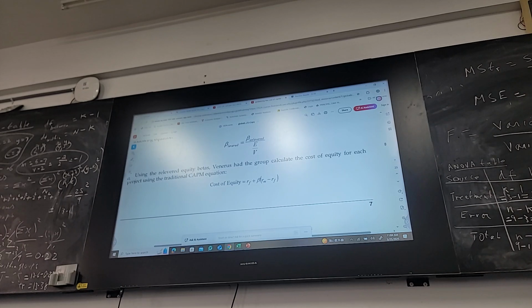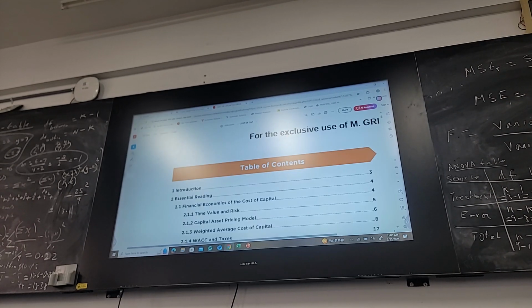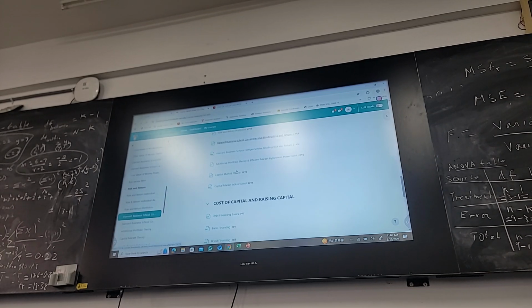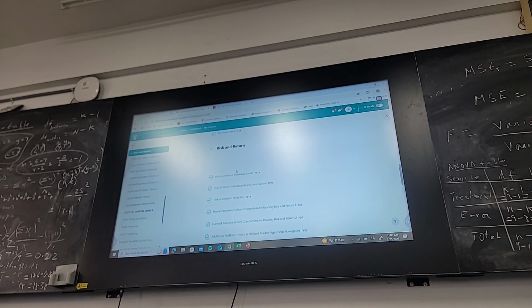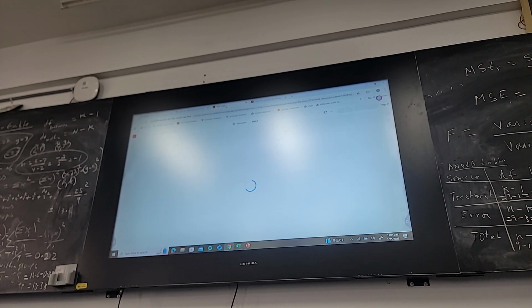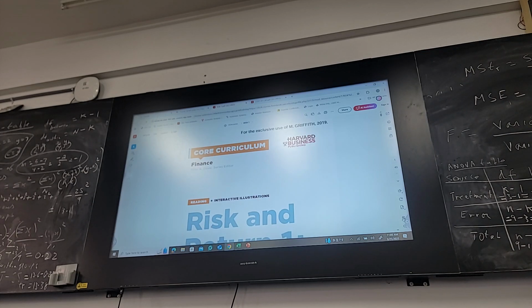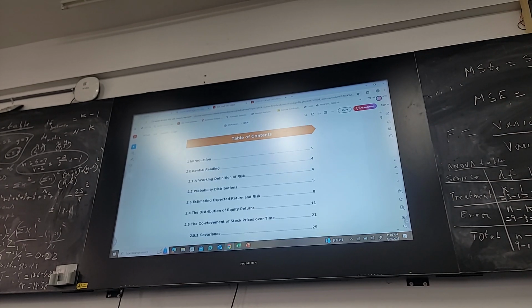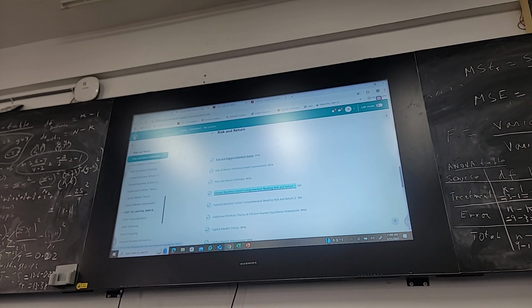So we want to leave that topic alone for now. We come to our final topic. Okay, risk and return. This will be the final topic for the course. So you have some PowerPoints here. The comprehensive reading, risk and return 1, is your textbook chapter. And you have 2 PowerPoints: risk and return for individual assets, and risk and return for portfolios.